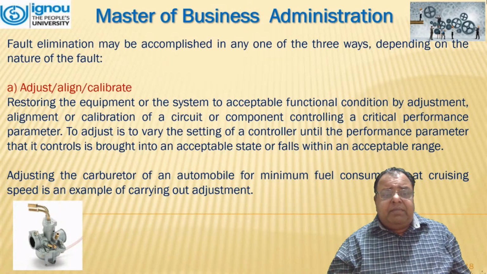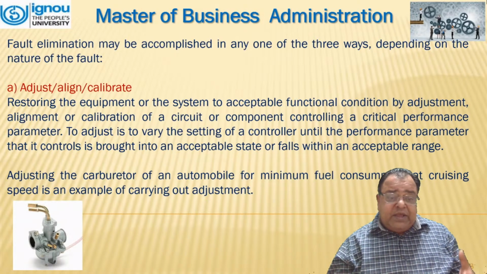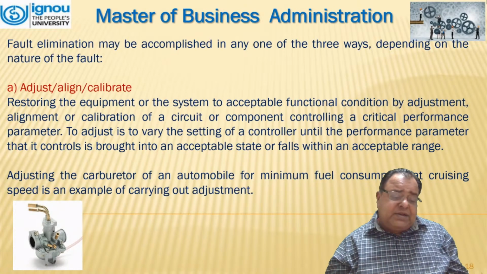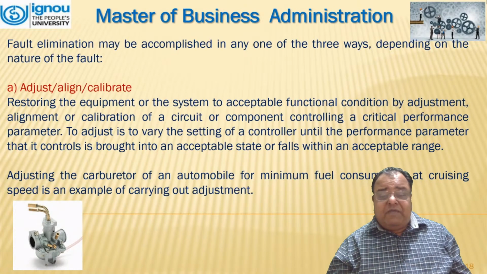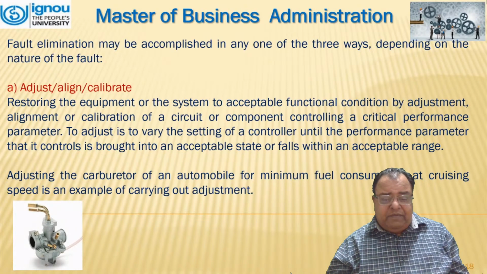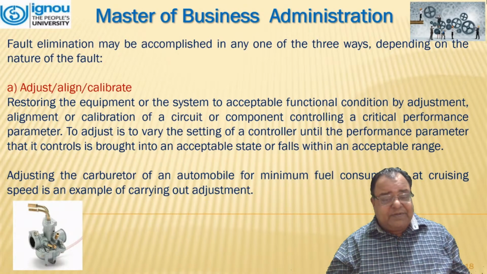Fault elimination may be accomplished in any one of 3 ways, depending on the nature of the fault. The first one is adjust, align, calibrate: restoring the equipment or system to acceptable functional condition by adjustment, alignment, or calibration of a circuit or component controlling a critical performance parameter. To adjust is to vary the setting of a controller unit until the performance parameter that is controlled is brought into an acceptable state or falls within an acceptable range. Adjusting the carburetor of an automobile for minimum fuel consumption at cruising speed is an example of carrying out adjustments.